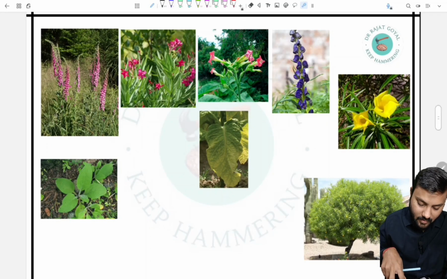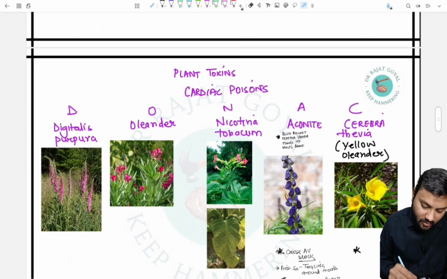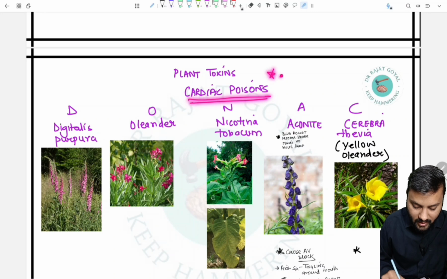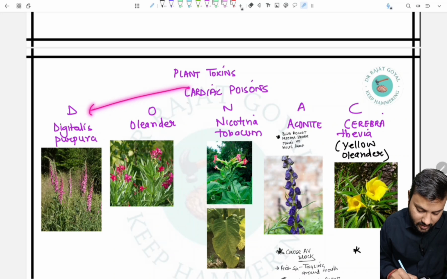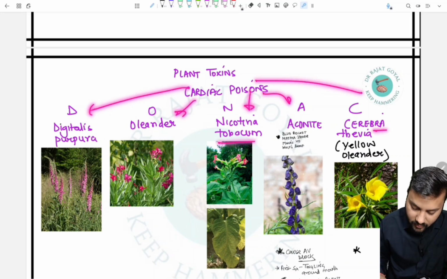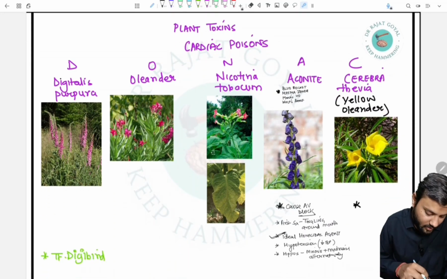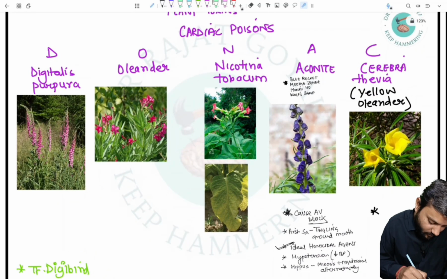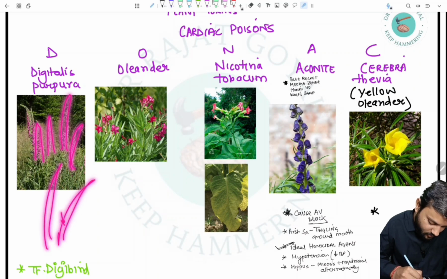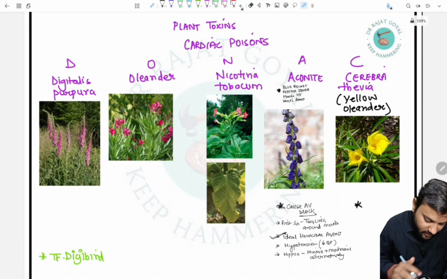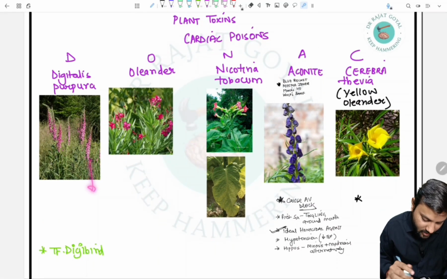So now these next images are of the other plant toxins, which are the cardiac toxins. In the cardiac toxins, we will talk about digitalis purpurea, oleander, nicotiana tabacum, aconite, and cerbera thevetia, which is also called the yellow oleander. So we will see the images one by one and talk about them. So this is the image of digitalis purpurea. Pinkish flowers are there, present in the form of a rod. So we have to remember that it is a picture of digitalis purpurea, and it is a cardiac toxin.